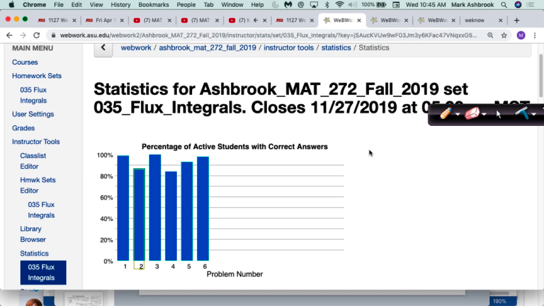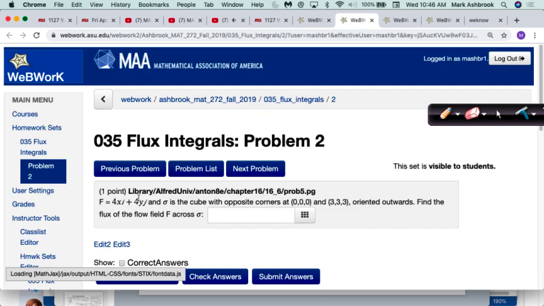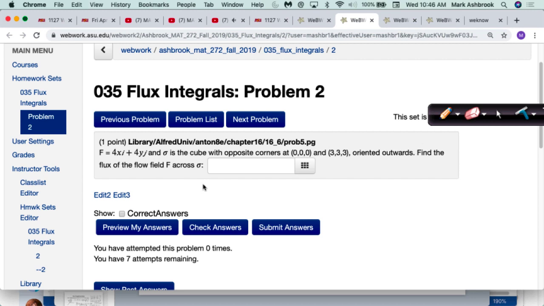Okay, so here, let's just talk about number 35, the flux integrals. We'll talk about number 2 and number 4. Number 2 is similar to what we did in class. So before, this has, what, 6 sides to it? The cube will have 6 sides.